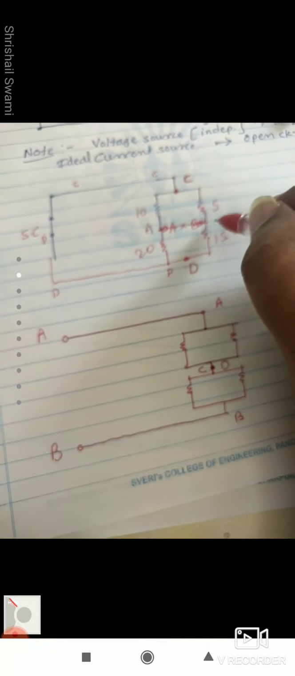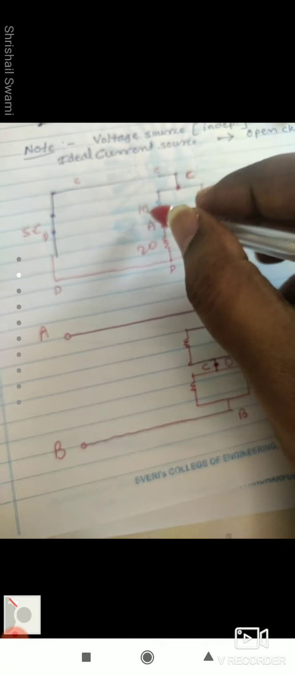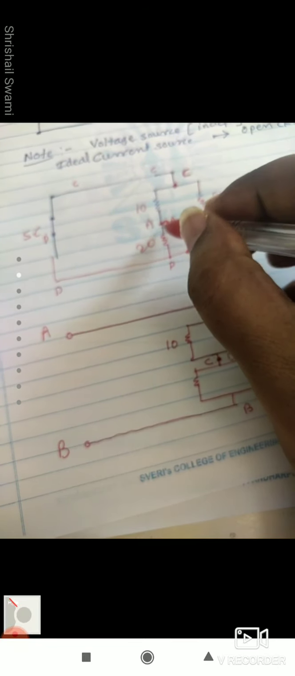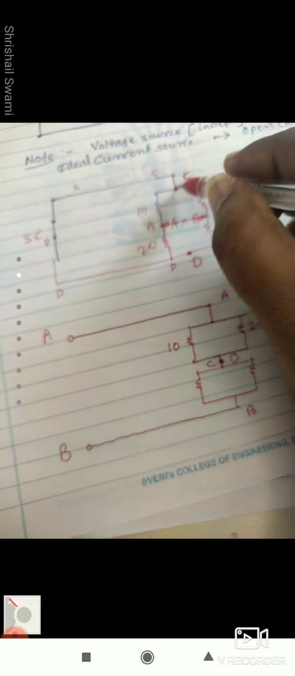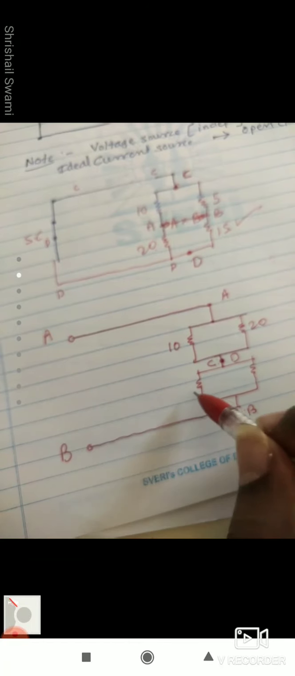मग आता काय करायचं, कुठल्या व्हॅल्यूचं रजिस्टर कसं कनेक्ट केलेत. आता हा पॉईंट A आहे, this point is B. A आणि C मध्ये कुठला रजिस्टर आहे, 10. मग A आणि C इथं 10 कनेक्ट केलंय. त्यानंतर A आणि D मध्ये कुठला आहे, 20. त्याच्यानंतर C आणि B मध्ये 5 आहे. त्याच्यानंतर B आणि D मध्ये 15.